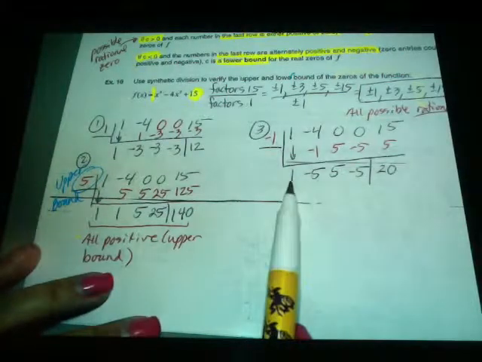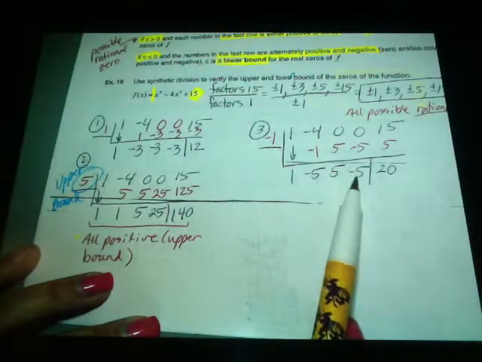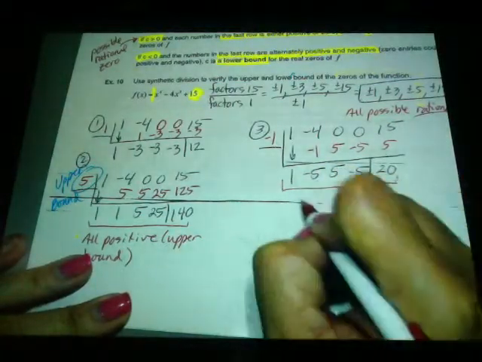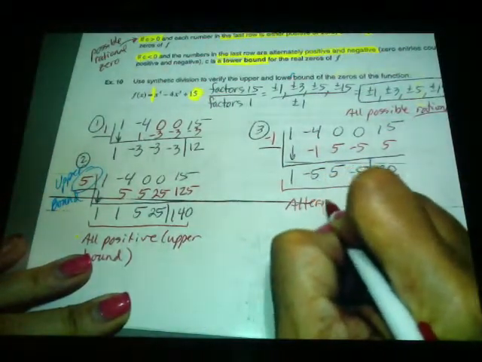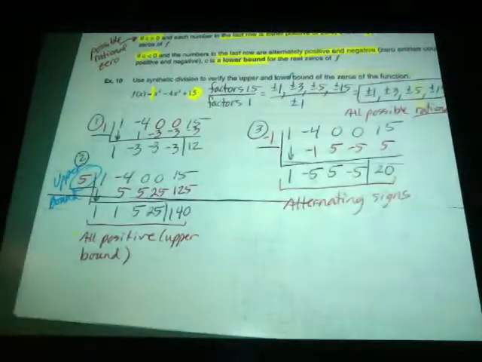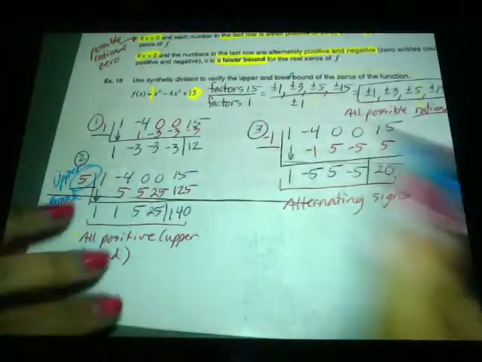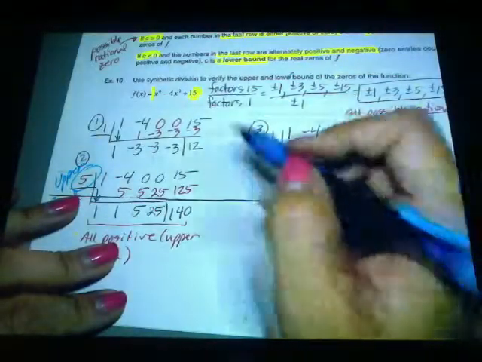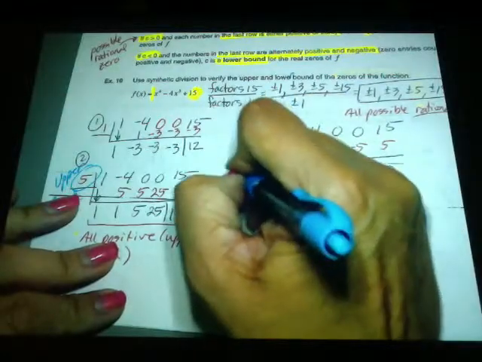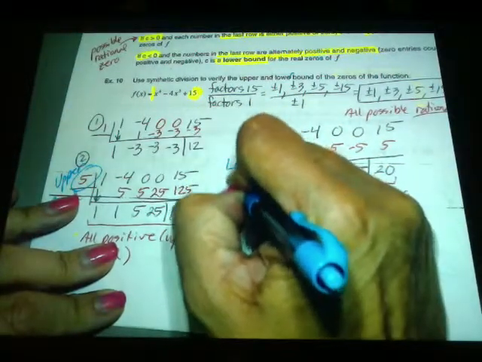Notice what the numbers are. Positive, negative, positive, negative, positive. Don't we have alternating signs? Right? That means we found our lower bound. That means there's nothing lower than this. So if you had tried the negative 5, is that what you said? You wouldn't have found a lower bound.